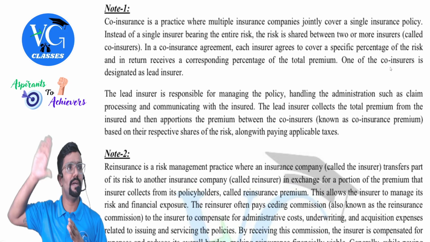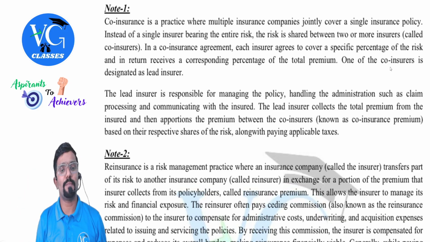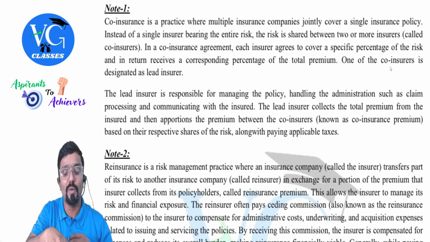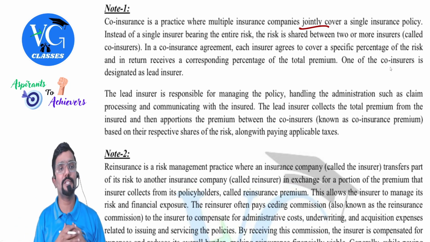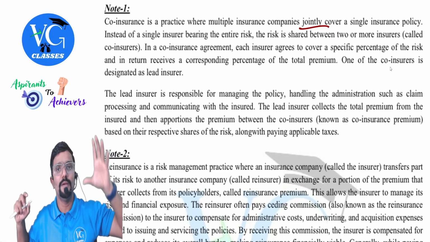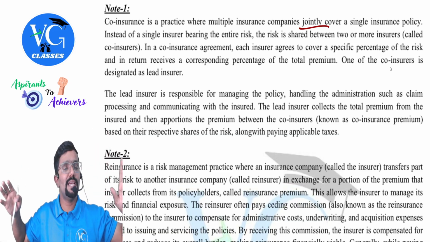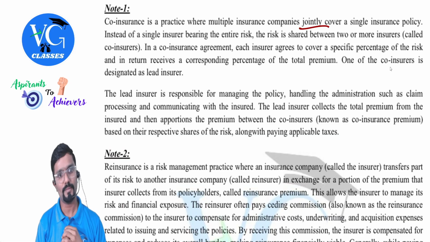Whatever example I have given, try to connect for this. Note 1: Co-insurance is a practice where multiple insurance companies jointly, underline the word jointly, cover a single insurance policy. Did I take multiple policies or only one policy? One policy. But who came forward? ICICI and SBI jointly came forward to give the policy for me.